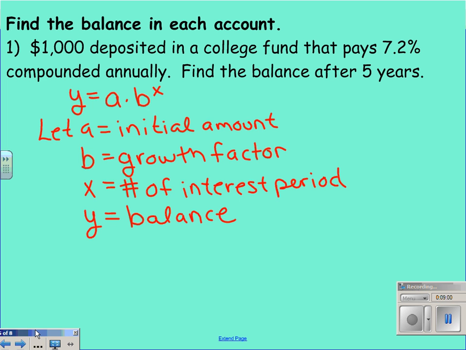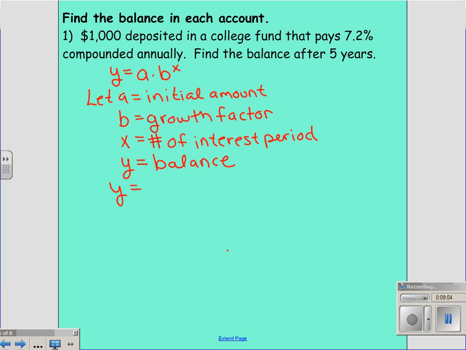So the first thing we're going to do, I'm going to go back to my formula. Y is equal to A times B raised to the X power. So I've invested $1,000 into the account. And just a side note, it's 7.2%. So this is what we were talking about earlier. We're going to take 100% and we're going to add 7.2%. And so I get 107.2%.